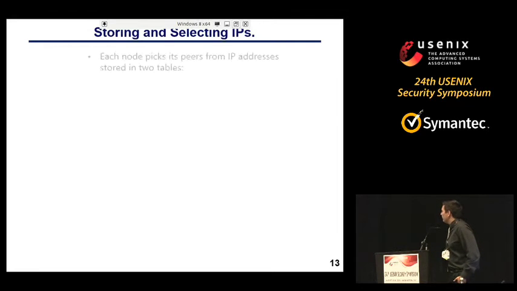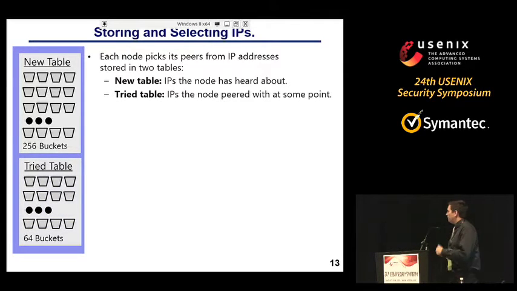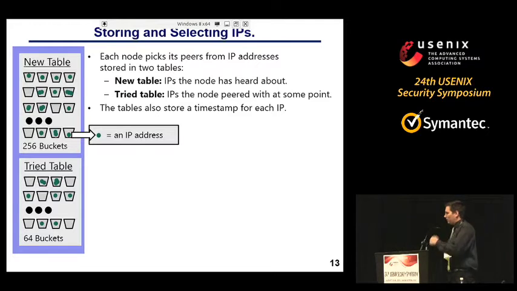So how do these peer tables work? Well, each node picks its peers from two tables. The new table stores IPs that the node has heard about but not connected to, and the tried table has IPs that the node has peered with at some point in the past but may not be a current peer. These tables contain buckets, and inside the buckets there are IP addresses. We represent honest IPs by the green circle. The tables also store a timestamp for each IP. I won't go into how timestamps work for the new table because it's not important to our attack, but in the tried table, the timestamp is the last time that node connected to our node, so the last time this IP address connected to the node.